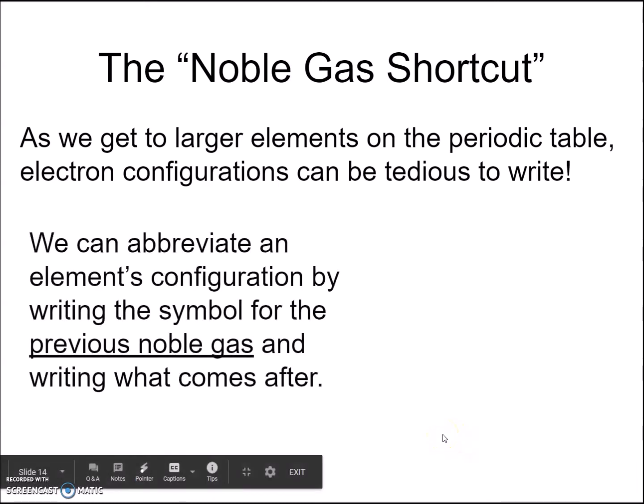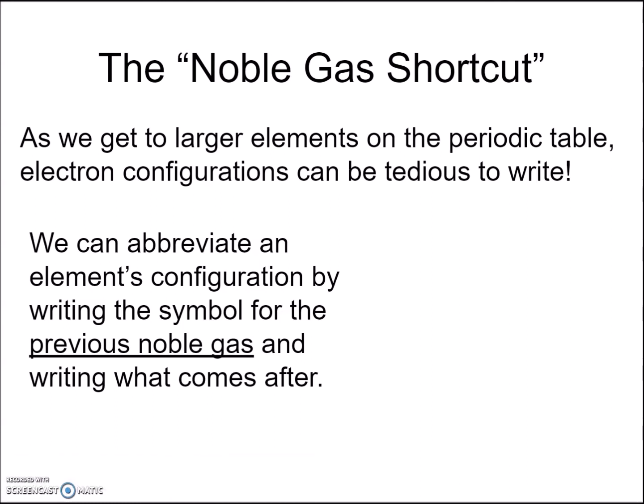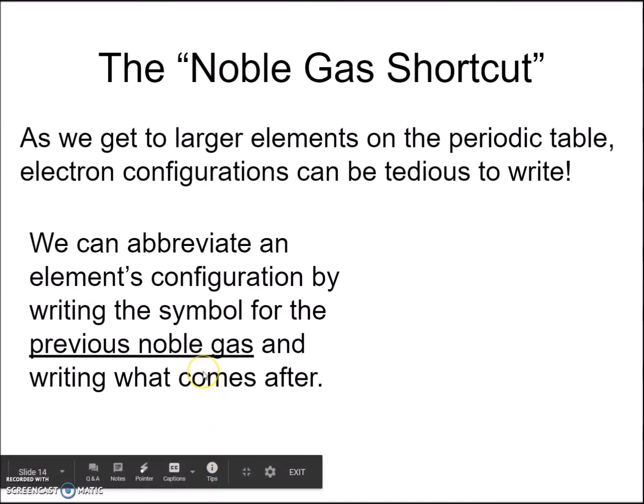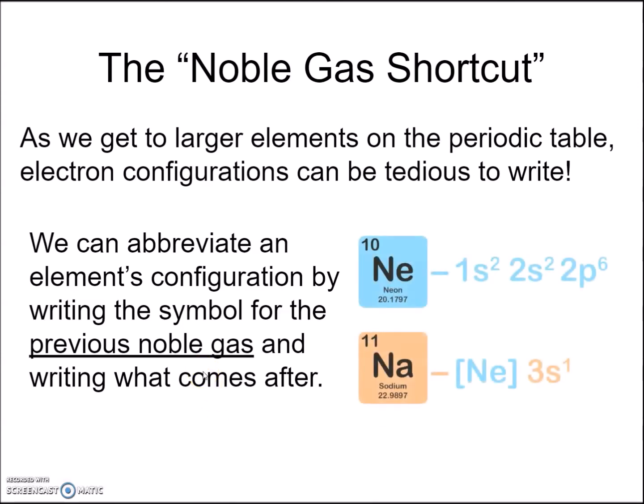We can abbreviate the element's configuration by writing the symbol for the previous noble gas. So you've got to go backwards on the periodic table from the element that you're considering and write that noble gas's symbol and throw it in brackets. And then write whatever comes after that. That means you really can cut down on the writing here.